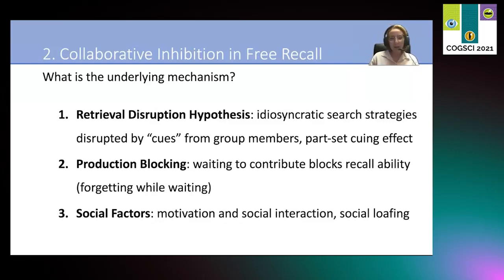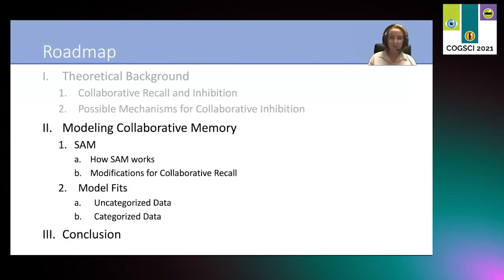So the retrieval disruption hypothesis has the most supporting evidence. The overwhelming majority of evidence is for this hypothesis, and so we will be focusing on this hypothesis when it comes to our models as well.